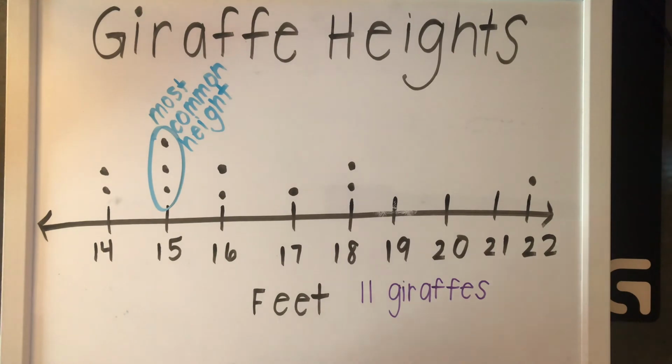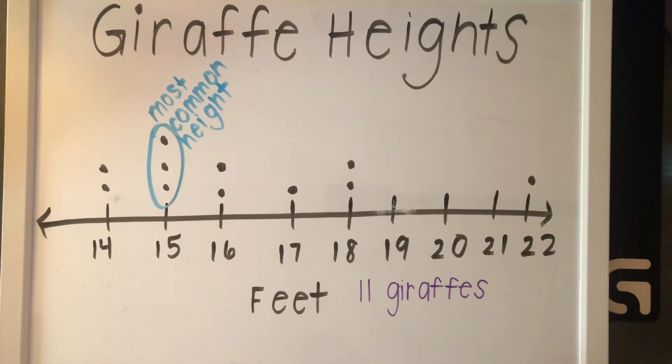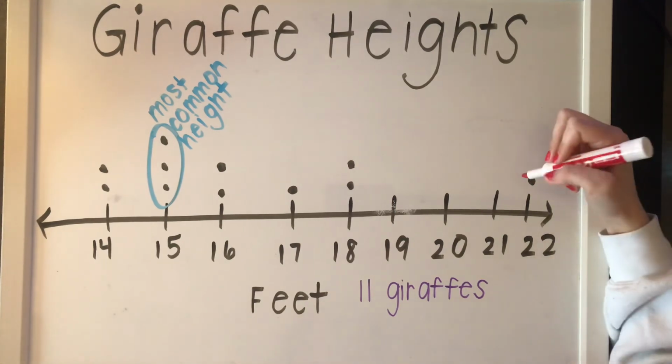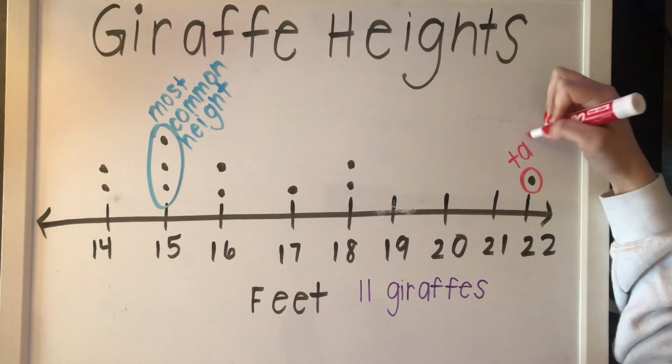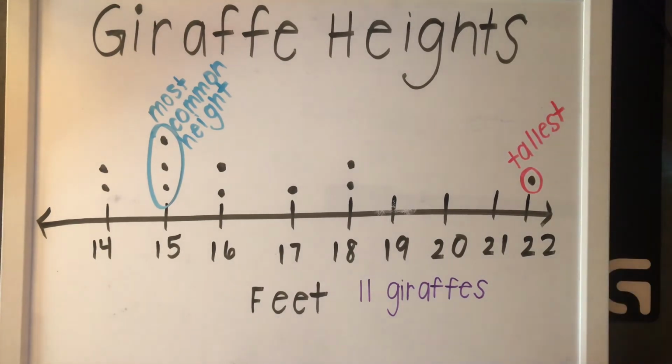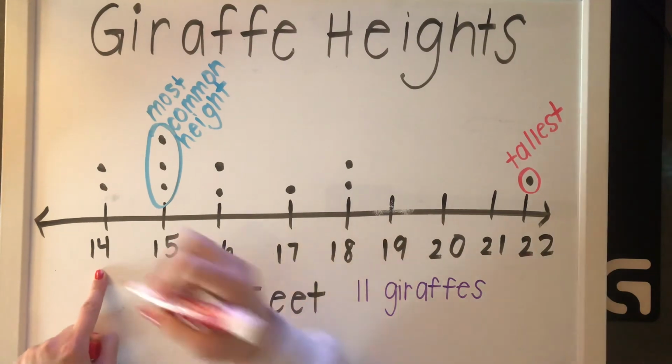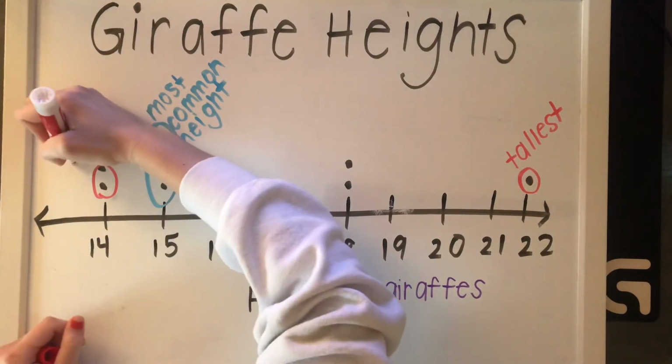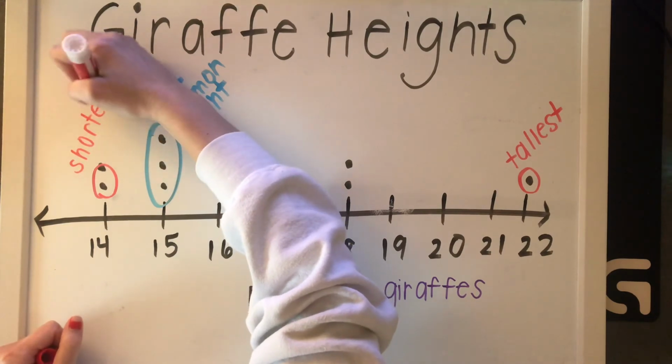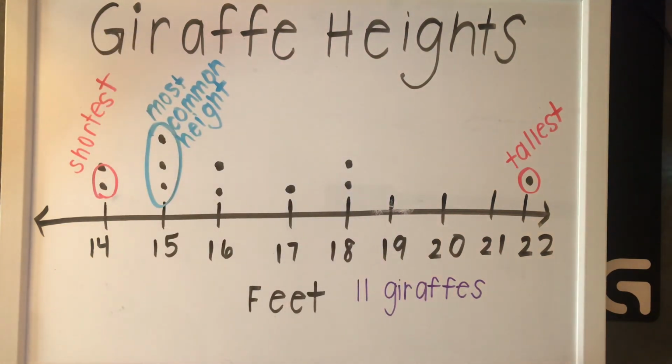Something else you could be asked is something about least or greatest, or tallest or shortest. So a question that would go along with this line plot would be how tall is the tallest giraffe? So think about feet and height, 14 feet, 15, 16, 17, 18, 19, 20, 21, 22. 22 feet is the largest number. It's the tallest number if we're talking about height. So I know that 22 feet is the tallest giraffe. And on this graph, I know that 14 feet is the shortest giraffe. So that's something that I would be able to find.